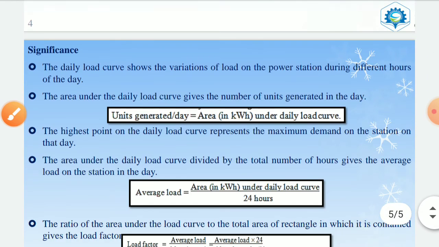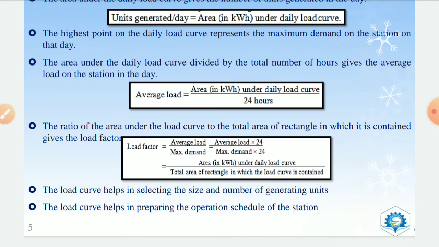So we can find the load factor just by looking at the load curve, taking the area under the load curve, and dividing by the area of the rectangle which consists of that maximum demand. That is mentioned in this box: area under the daily load curve in kilowatt hour divided by the total area of the rectangle in which the load curve is contained. So you can find out the load factor from this load curve as mentioned just now. Now what is the next significance?